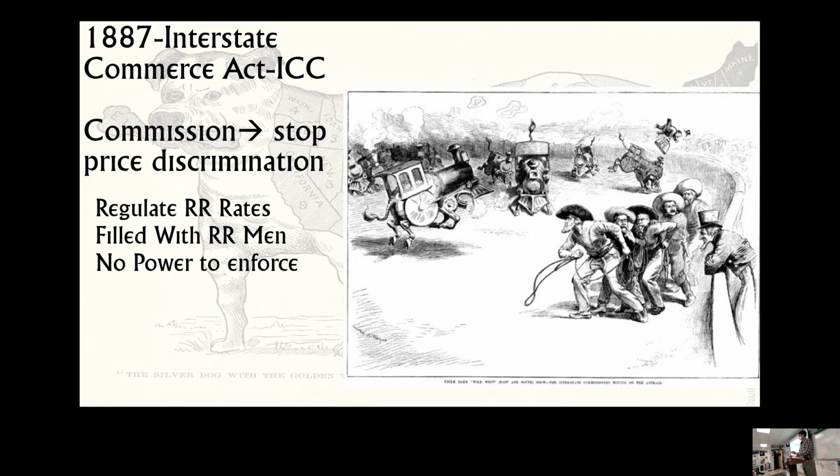All right. So the president would appoint, but by the way, the ICC would be eliminated in the 1980s. It's now called the Overland Transport Board. And they're responsible for monopolies in railroads. They're responsible a little bit for truck traffic. They don't have a lot of power to enforce, but it's still called the OTB.